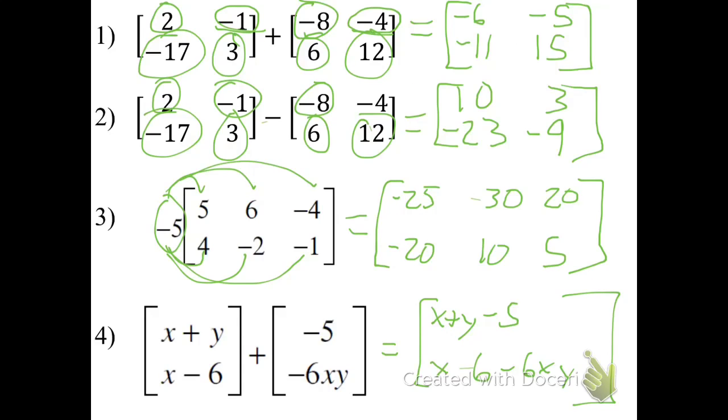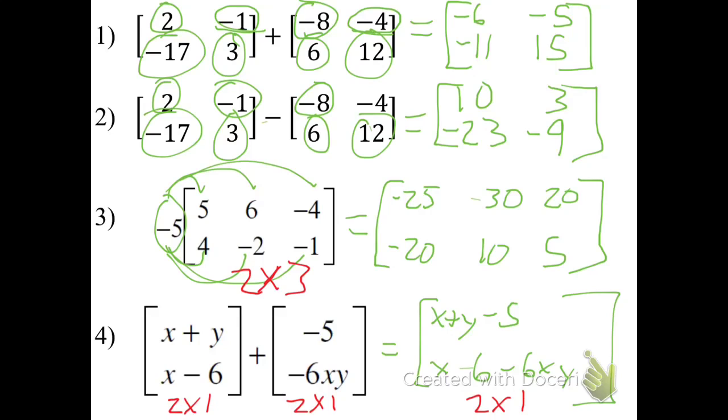Let's jump over to 4. This is 2 rows, 1 column. Same with this one. 2 rows, 1 column. Which makes this last one 2 rows, 1 column. You notice whatever the dimensions are that you start with, that's what you end with.